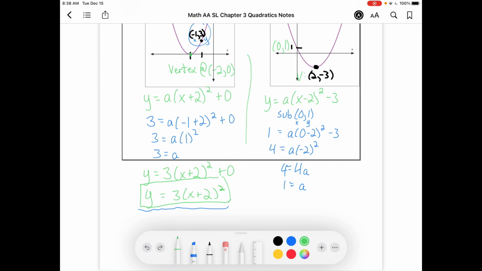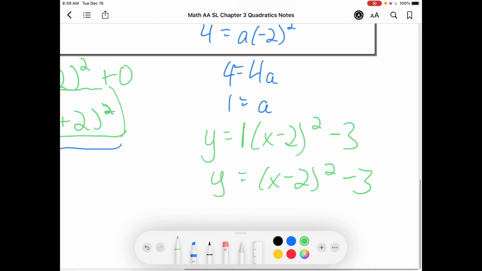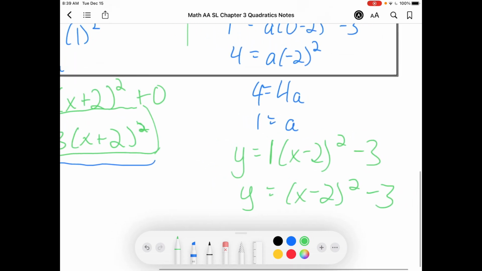Lastly, I want to write the actual equation of this. So it's going to be 1 times x minus 2 all squared minus 3, right? Because we found out the value of this a up here. Now some of you might look at that and think, I don't really like seeing 1 as a coefficient of anything. So you might want to show it like this. It does make sense, though, that it is a positive a value, and that's because the graph is opening upward. So that should be our final answer.